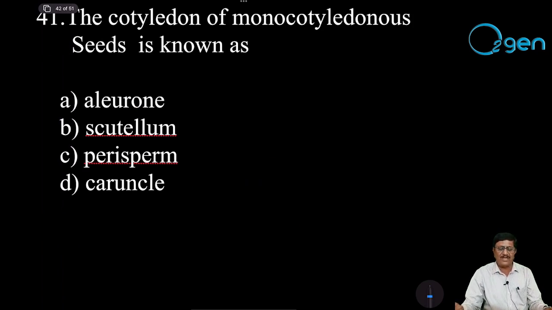Question 41. The cotyledon of the monocotyledonous seed is known as. In an earlier question I told you, the single cotyledon in monocotyledons is called scutellum. Aleurone is a layer which covers the endosperm. Scutellum is a single cotyledon. Perisperm is persistent nucellus, and caruncle is a part of the ovary. So here the correct option is scutellum.